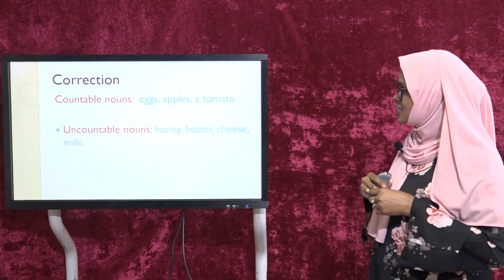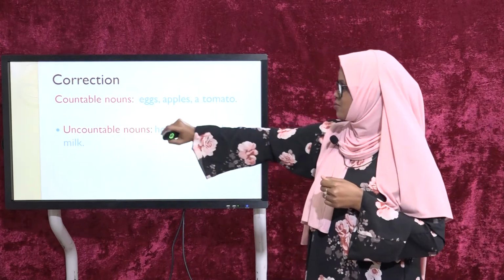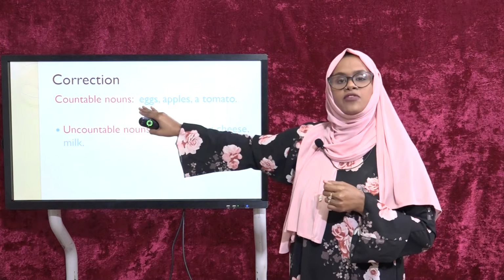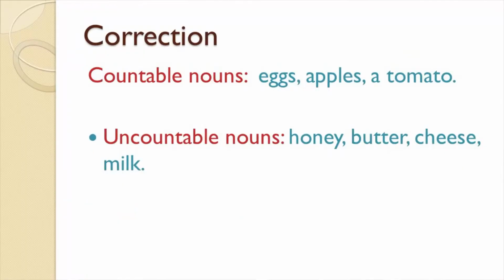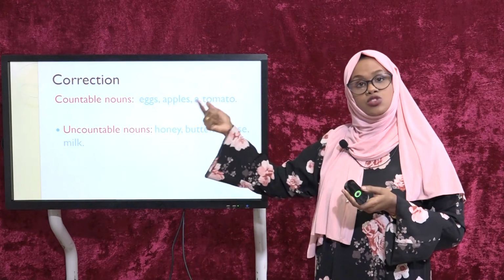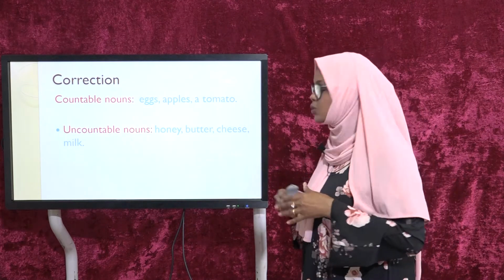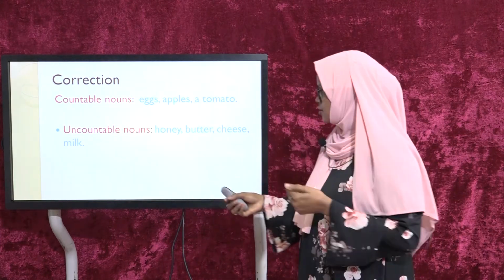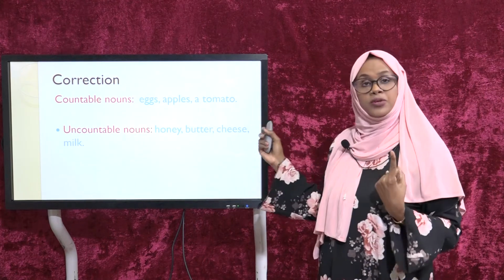So here is the correction of the activity that I gave you. Look at the countable nouns. We put in the column of countables, eggs, apples, a tomato. Why is eggs in the countable nouns? Because we can count eggs. We can have 1 egg, 2 eggs, 3 eggs, and so on. We can even have thousands of eggs, okay? Apple, same thing. A tomato, 1 tomato.